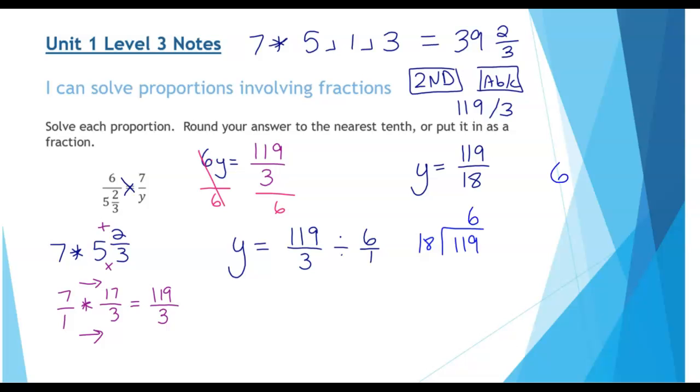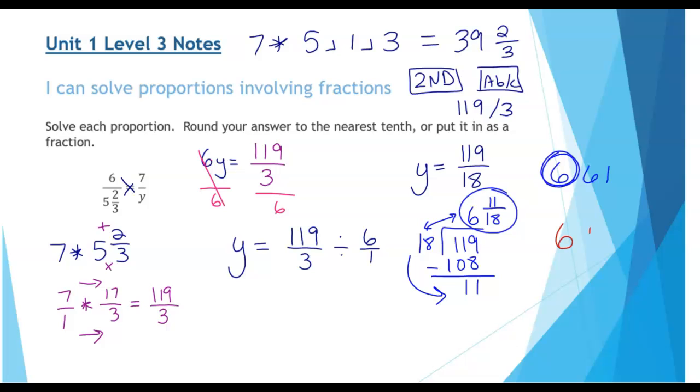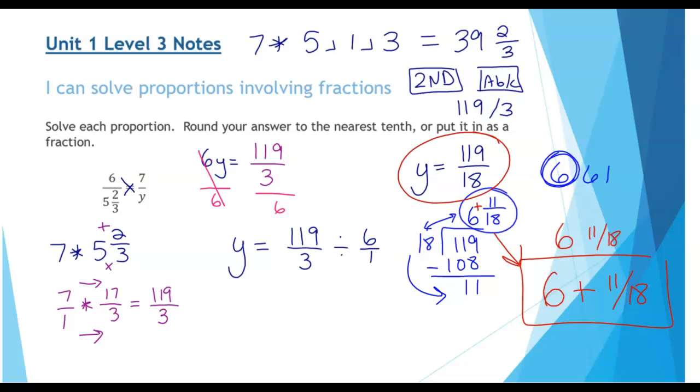So I know that 6 wholes go into it. Now I'm going to multiply these. 6 times 18 is 108. Subtract 9, subtract 8, 1 subtract 0, and I'm left with 11. 18 does not go into 11, so I'm going to write 11 out of 18. Now, to enter this on Mobius, you can't do 6 and then 11 over 18. You have to do 6 plus 11 over 18. So you can put in mixed numbers, you just have to remember the plus sign. Now, it will always accept, always, improper fractions.